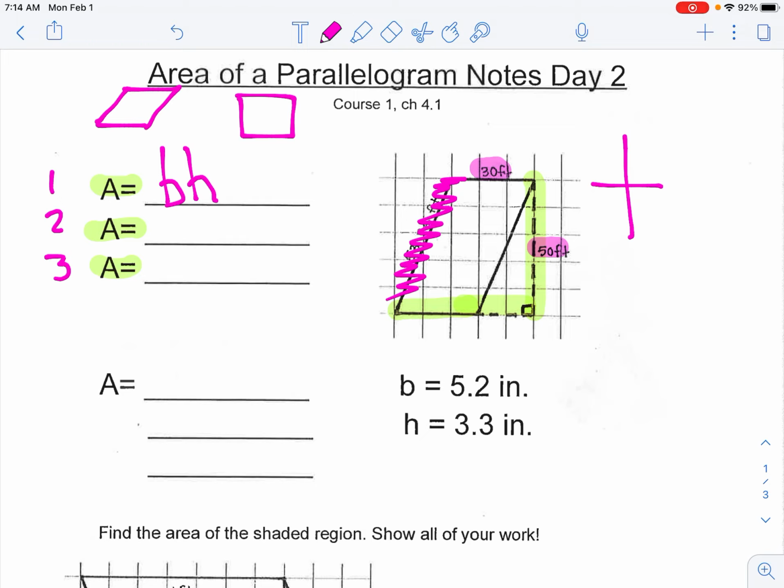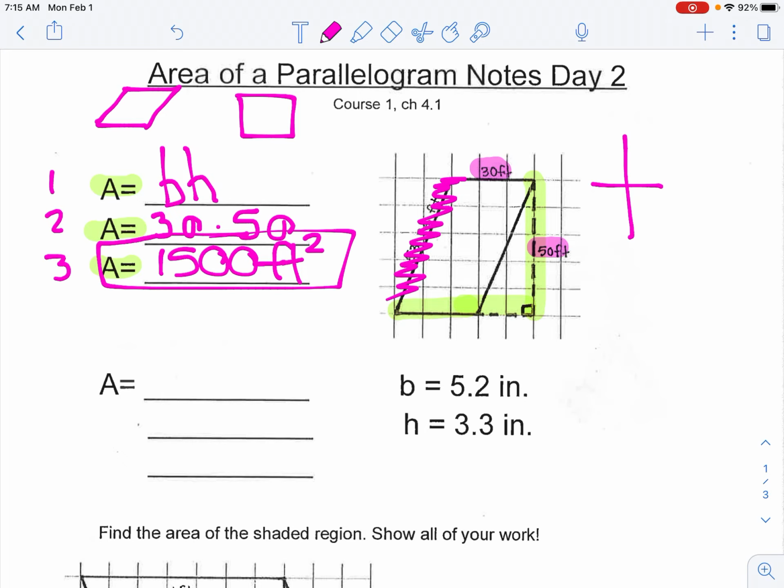So here comes substitution. Substitution is when our variable becomes a number. So the base equals 30. The height equals 50. So this one can be mental math because we know that 3 times 5 is 15. And then we need 2 extra zeros. Our unit of measure is feet. And of course, we talked last week about why we call that squared. Area equals 1,500 feet squared.